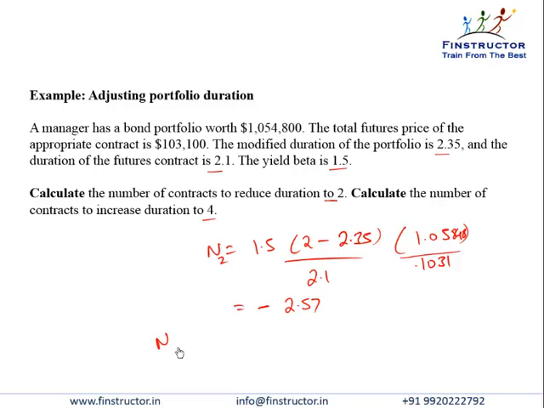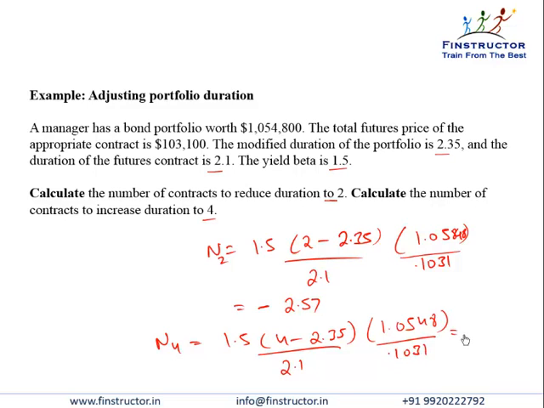Similarly, to increase the duration to 4, the yield beta remains the same. It will be 4 minus 2.35 divided by 2.1, into 1.0548 upon 0.1031, which comes out to be 12.06, or we need to long approximately 12 contracts.